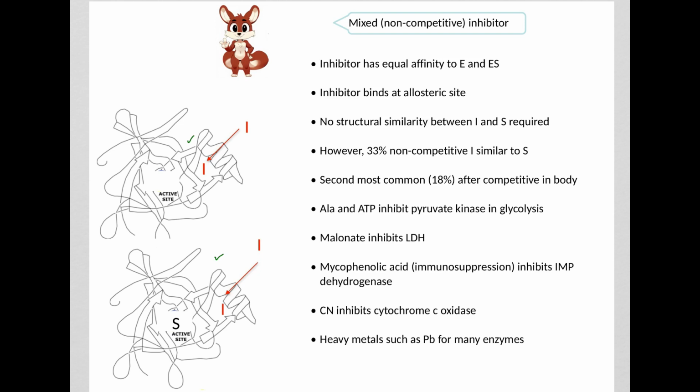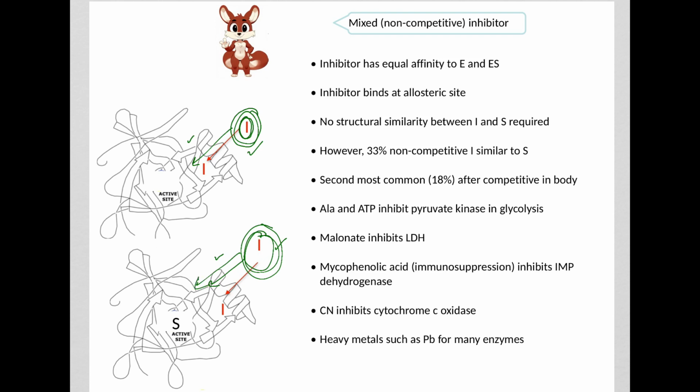In one type, the binding is much stronger to the free enzyme compared to the enzyme substrate. So this is much stronger than this one here. In the second type, this one is much stronger than this one. That means the inhibitor binds ES much stronger than it can bind E. And in the third type, the binding of the inhibitor to the free enzyme is the same as the binding of the inhibitor to the enzyme substrate.